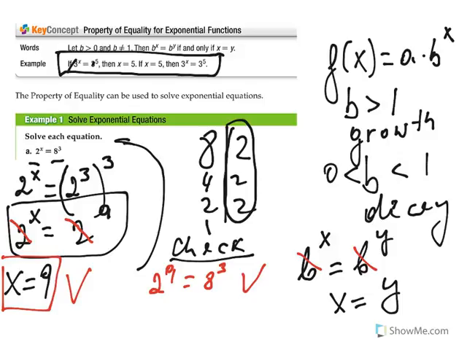So through this video, we learned how to solve exponential equations using the property of equality for exponential functions. We can use this property only when the bases are the same. So for each equation, try to find the same base by factoring the bases. And the moment that the bases are the same, it means that the exponents are the same. So my answer is x equals 9.